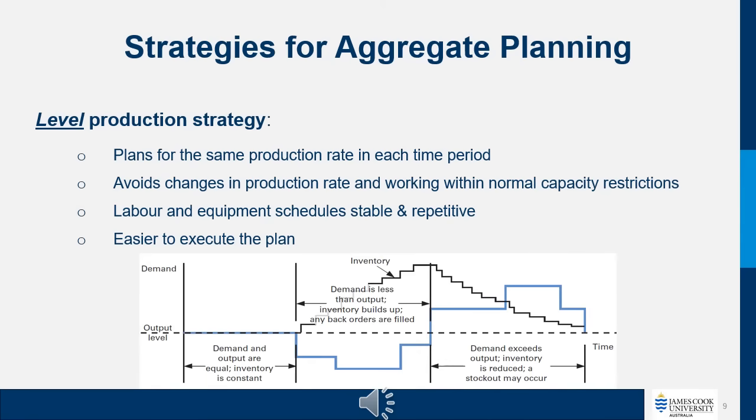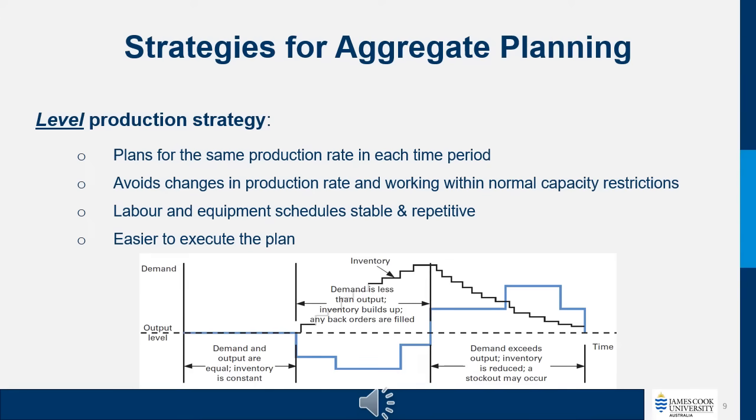Now, let's have a look at different strategies for aggregate planning. One is level production strategy. It plans for the same production rate in each period, avoids changes in production rate, and works within normal capacity restrictions. The level equipment schedule is stable, repetitive, and easy to execute.